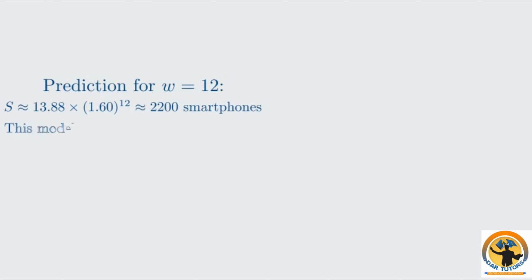To predict sales in the 12th week, we substitute W equal to 12 into our model. S is approximately 13.88 times 1.60 to the power of 12. This gives a value of approximately 2,200 smartphones. This model suggests strong sales growth.